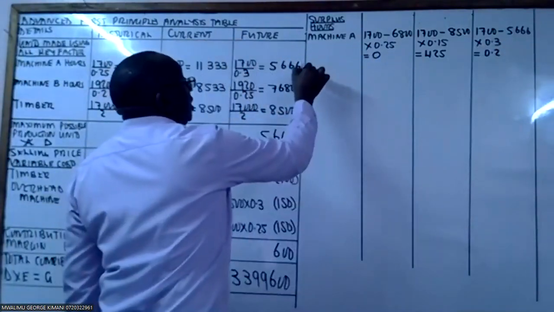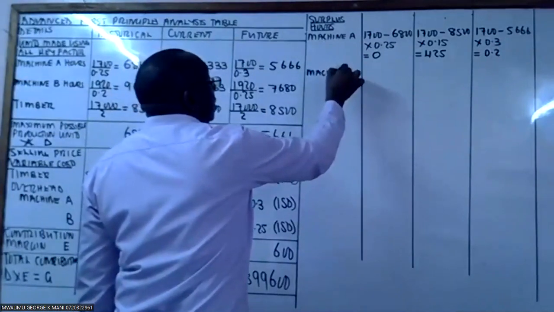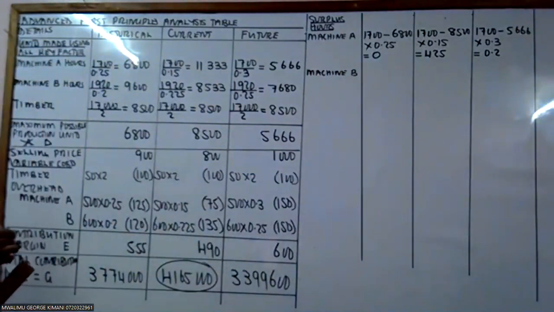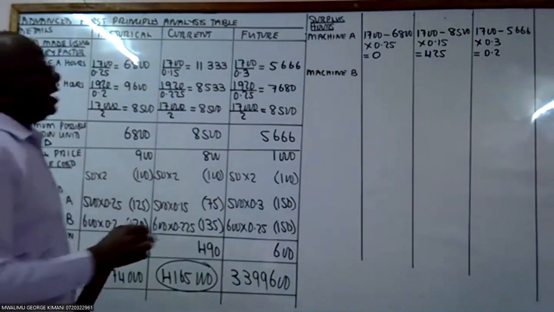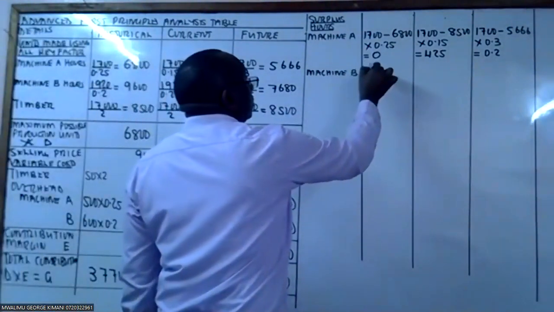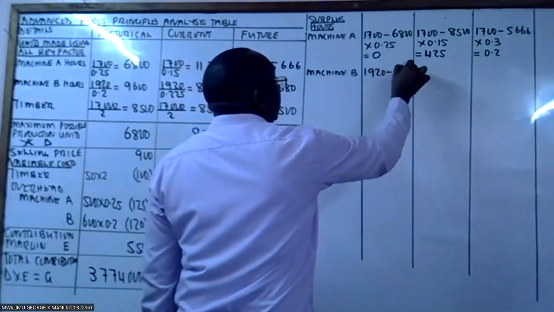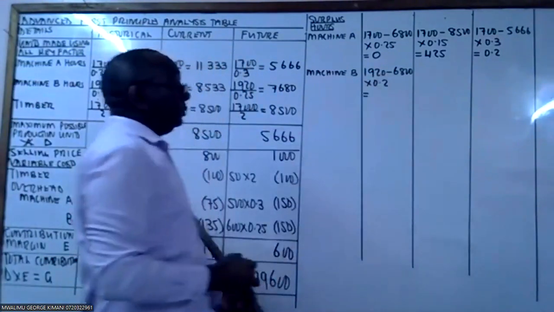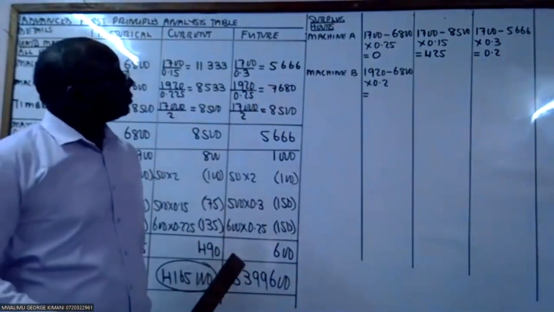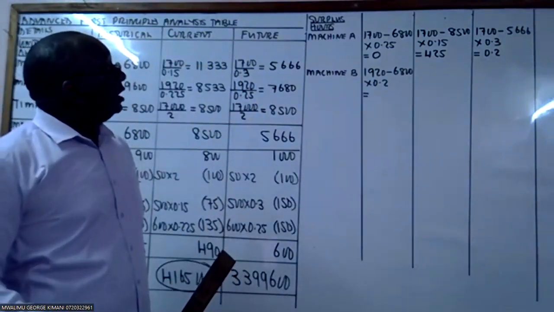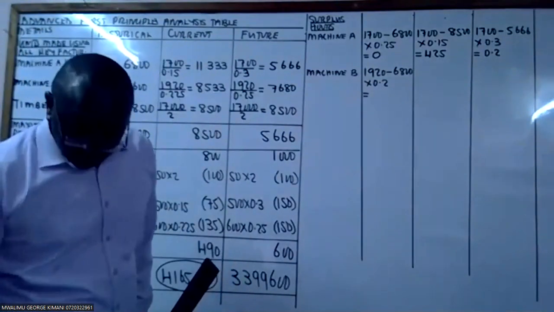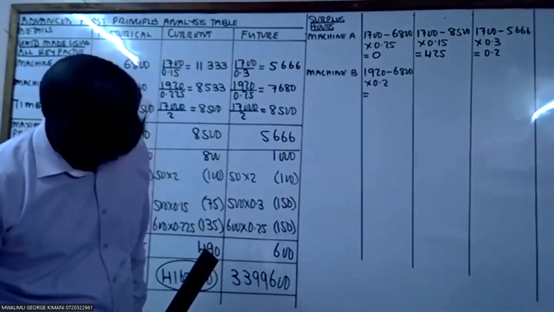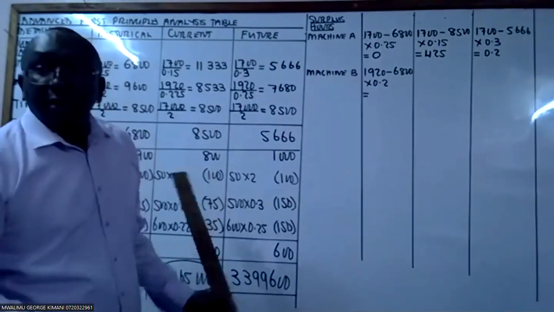So let's go to machine B. Machine B, it had a total of 1920 minus 6,800 units, each taking us 0.2. That will give us what? 1920 minus 6,800 times 0.2. 560.